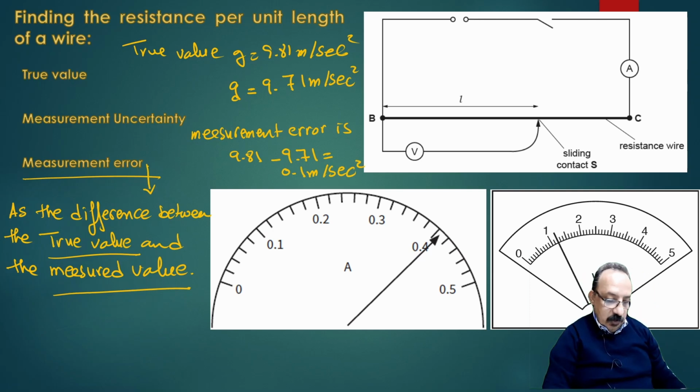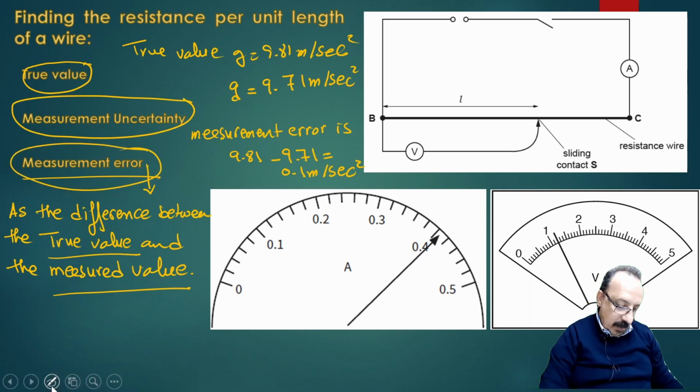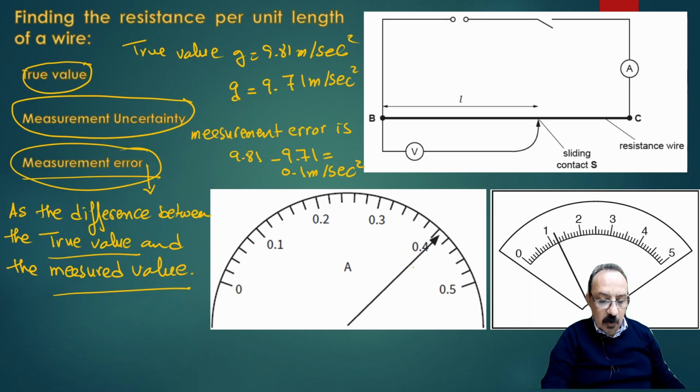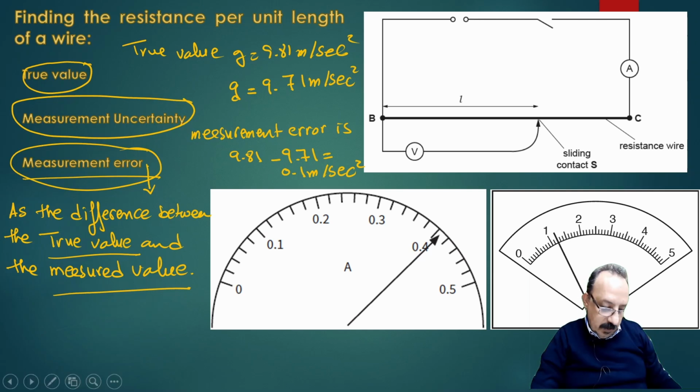So try to make sure that you can differentiate between what is meant by true value, what is meant by measurement uncertainty, and what is meant by measurement error. Measurement uncertainty is caused by the precision or the limitation of all measurement devices, irrespective of how expensive those measurement devices are.